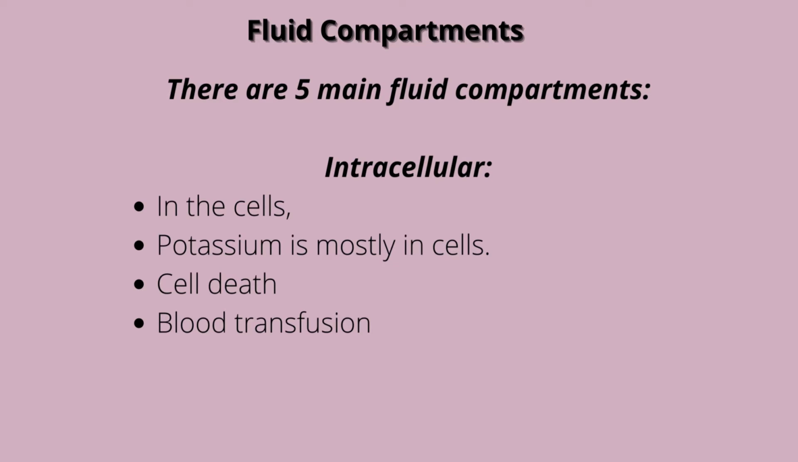So intracellular means it's in the cell, and what do we find mostly in the cell is potassium. And when there's cell death, maybe due to chemo or burns, this will increase the potassium level in the blood. Also, when somebody is in need of a blood transfusion and we need to handle the packed cells or blood bag carefully to avoid busting the cells. And when we bust the cells, what happens? We'll end up increasing the potassium volume in the bloodstream for this patient.